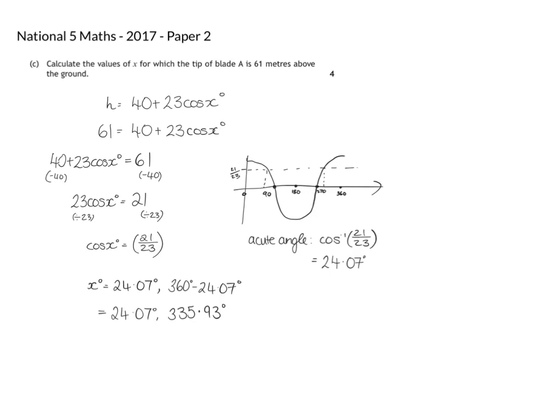So looking at those, where do our marks come for this question? The first mark is for knowing to set it equal to 61. Even if you can't keep going further than that, that's enough to get your first mark. The second mark is for rearranging to get to cos x equals 21 over 23. The third mark is for finding our value of x of 24.07, and then our fourth mark is for our second answer of 335.93.